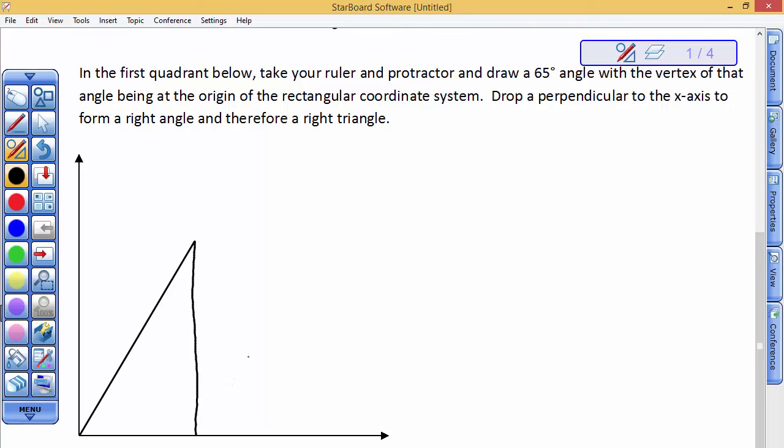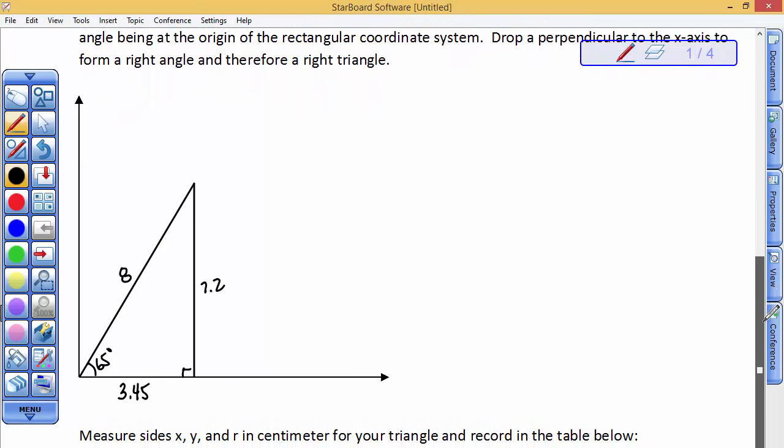And then I'm going to drop a perpendicular, because what I'm getting ready to define is all about right triangles. So you have to have a right angle in your picture. So I have drawn a 65-degree angle, or my version of a 65-degree angle. And would you pretend that I have measured these sides, and that this side right here is 3.45 centimeters, and this side is 7.2 centimeters, and this side is 8 centimeters?